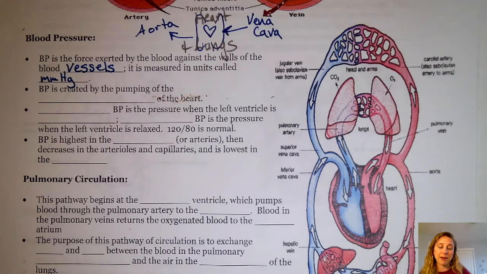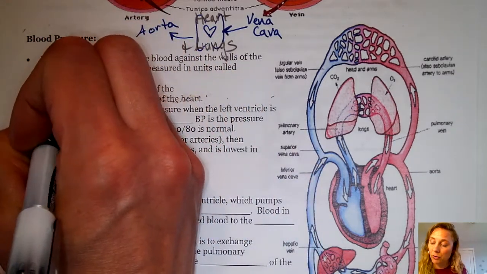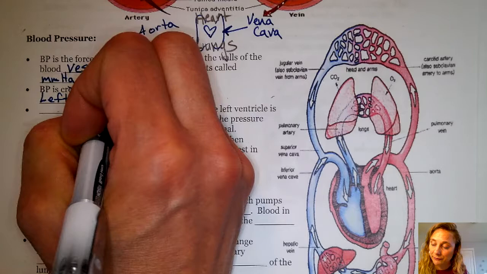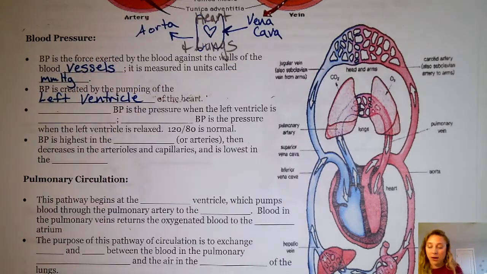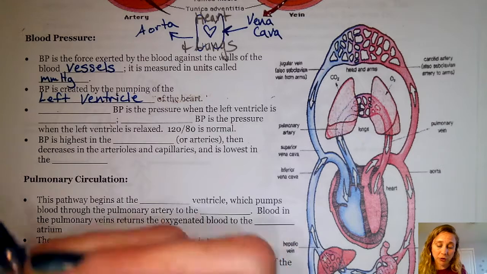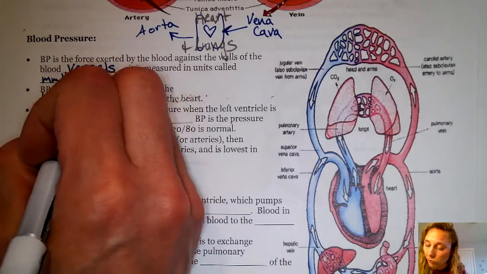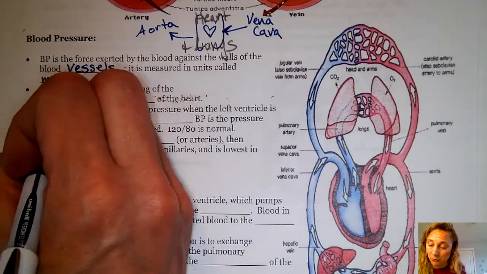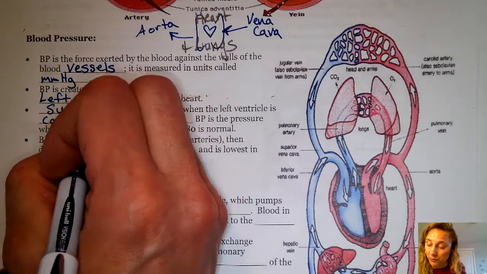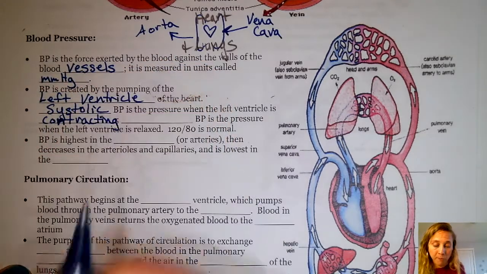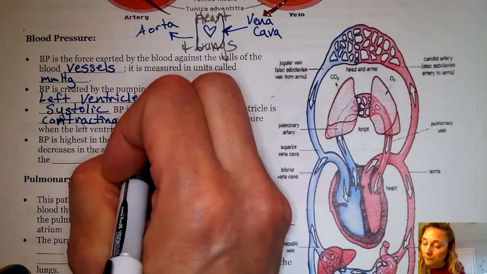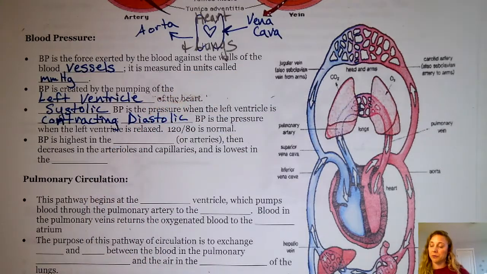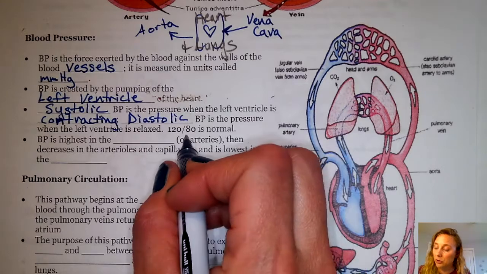Blood pressure is created by the pumping of the left ventricle of the heart, because remember, that's where the blood is leaving the heart on the left side. The systolic blood pressure is the pressure when the left ventricle is contracting. So that's going to be the highest number because that's hopefully got the most force, since the left ventricle is thicker than the right. Diastolic blood pressure, remember diastolic is dead, not really, just relaxed, is when the left ventricle is relaxed. All right, and that's going to be your lower number.